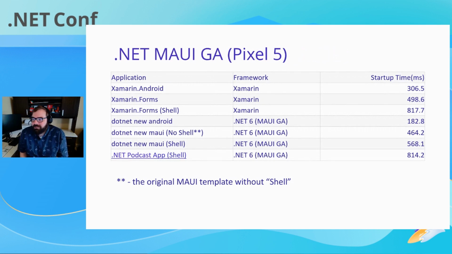So here's where we ended up. This was also on a Pixel 5 device. But that podcast app, instead of 1.3 seconds, is about 814 milliseconds in the version of Maui that shipped. And we plan to get that even faster in .NET 7. And yeah, we feel like this is a good place. And we'll talk a little bit about Shell. I mentioned it briefly, but that's a navigation pattern that's in Maui, and it's in the template. It's kind of the recommended thing to use. And we'll talk a little bit more about what that is later on.